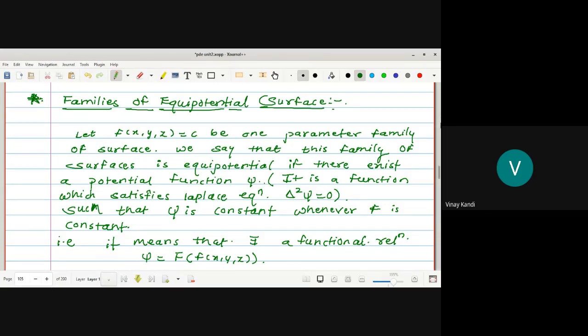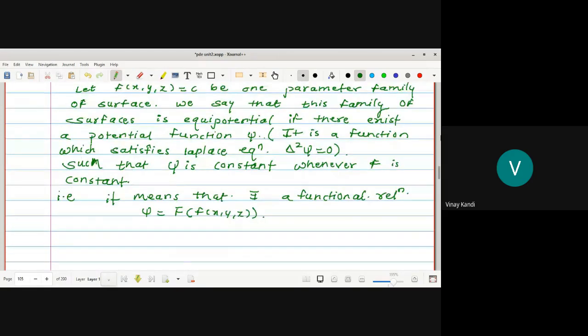It means that there exists a functional relation between psi and small f, that is capital F, whenever this psi is constant and f is constant.